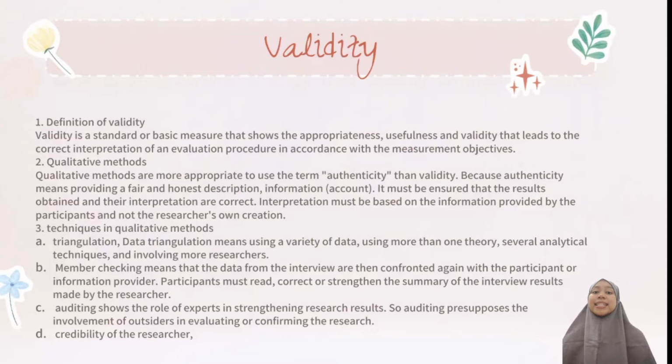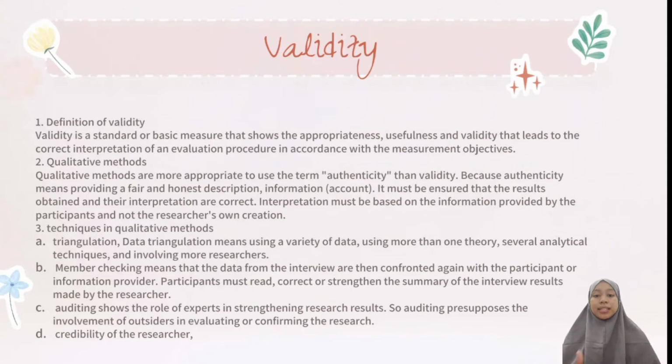And number 3 is techniques in qualitative method. Number 1 is triangulation. Data triangulation means using a variety of data, using more than one theory, several analytical techniques, and involving more researchers. Number 2 is member checking. It means that the data from the interview are then confronted again with the participant or information provider. Participants must read, correct, or strengthen the summary of the interview result made by the researcher.